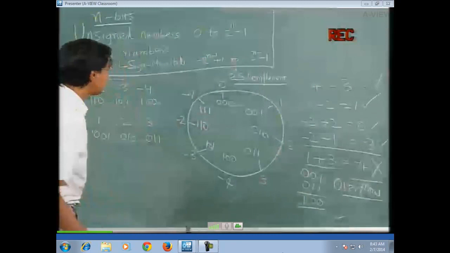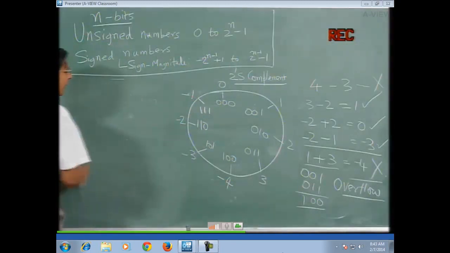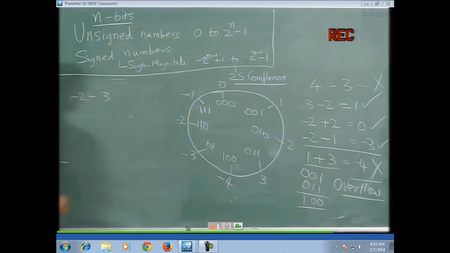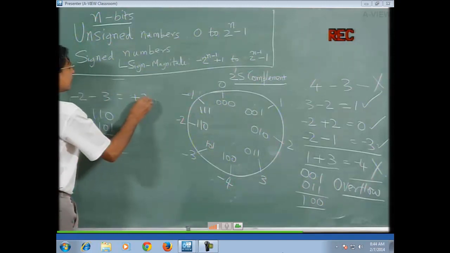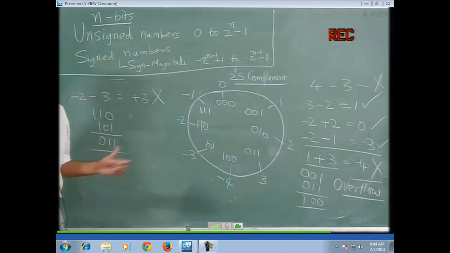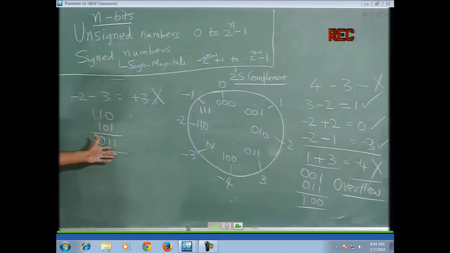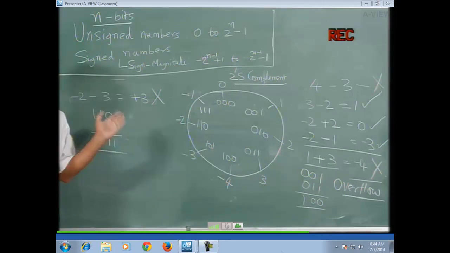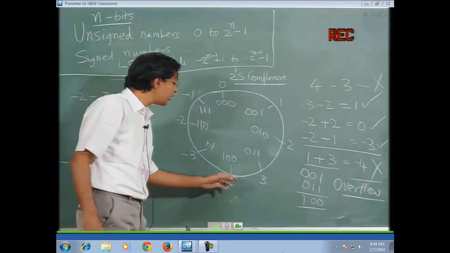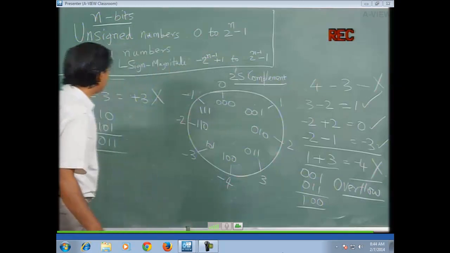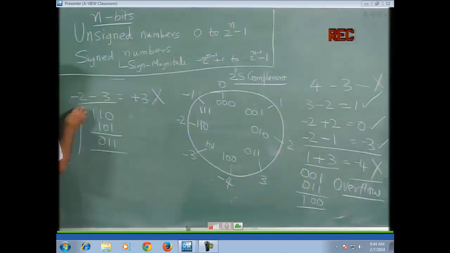Similarly, let me do minus 2 minus 3. So what is minus 2? 110. What is minus 3? 101. I get 1 plus 1 is 0, 1 plus 1 is 1, and 0, 1, 1. What is 0, 1, 1? This is plus 3, which is wrong. Why am I getting plus 3 here? Because minus 5, which is the correct answer, is out of the range. It is less than minus 4. This I can call an underflow.